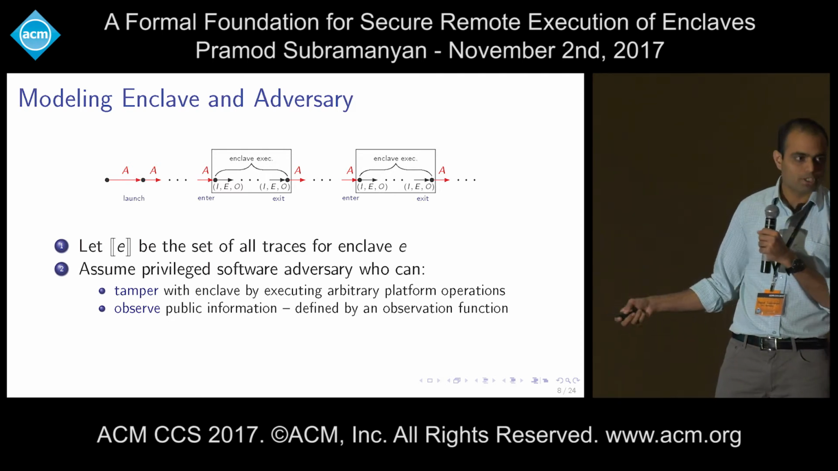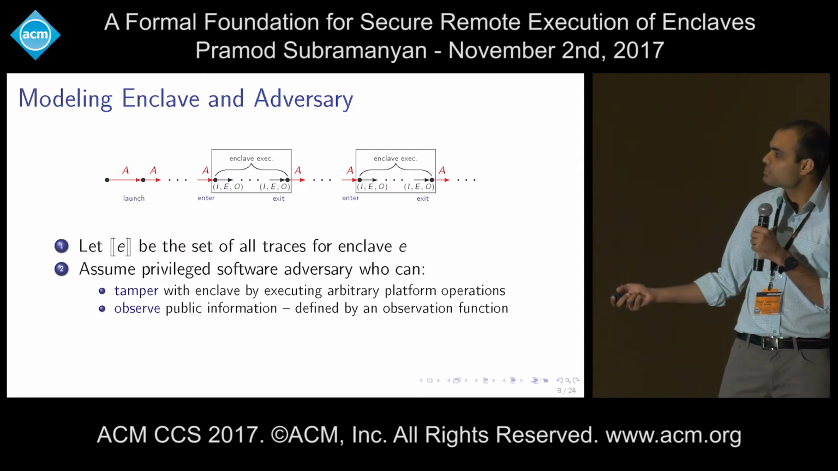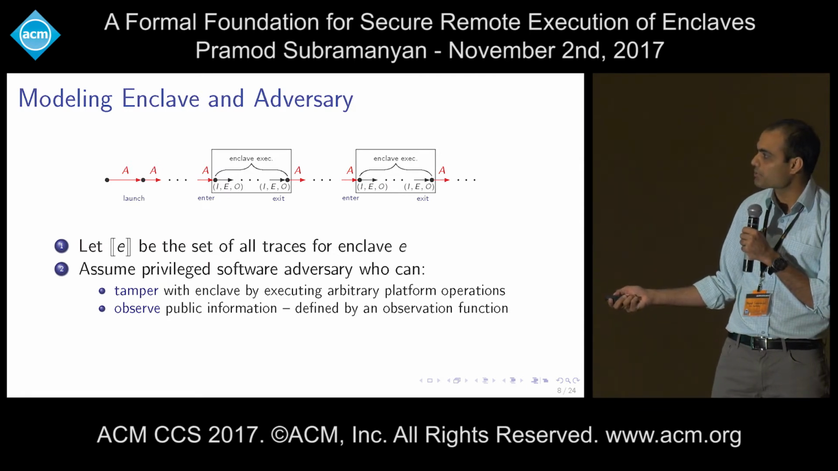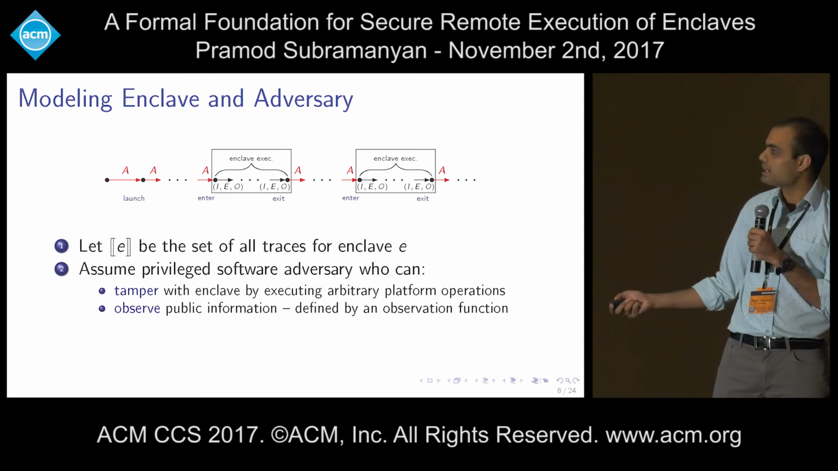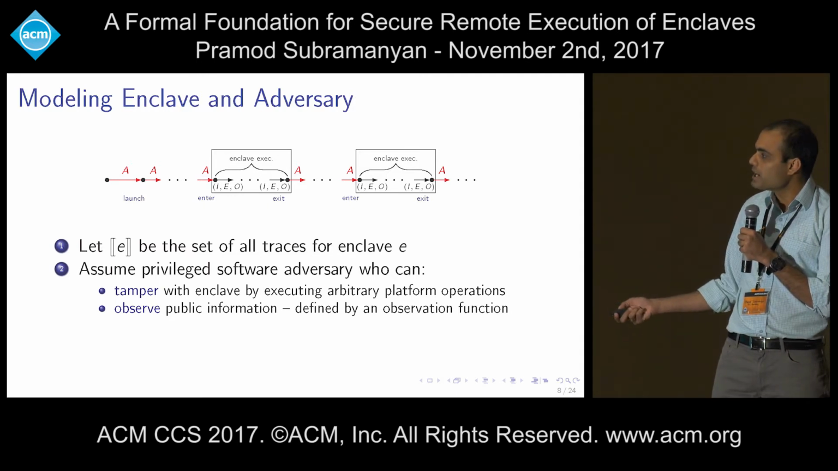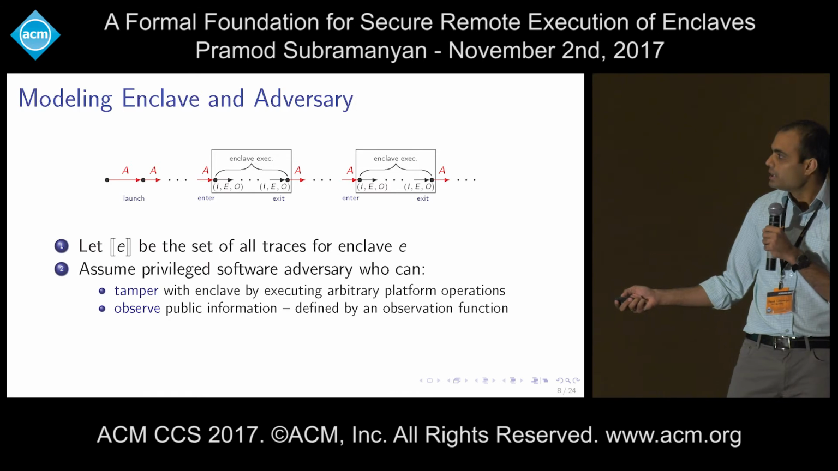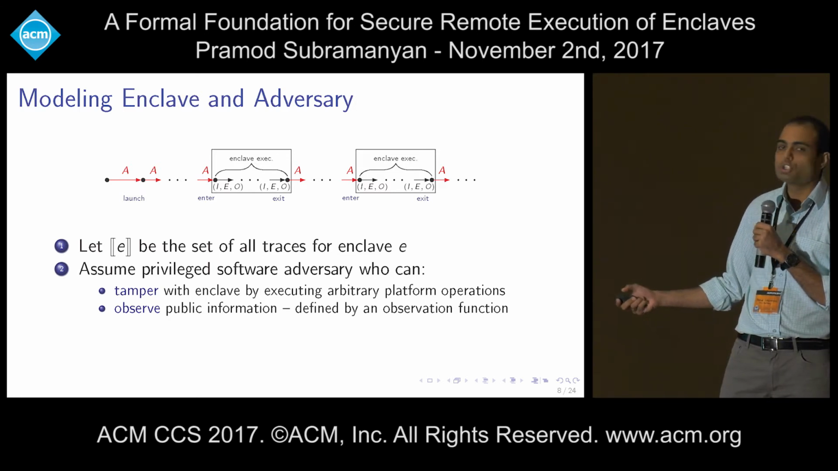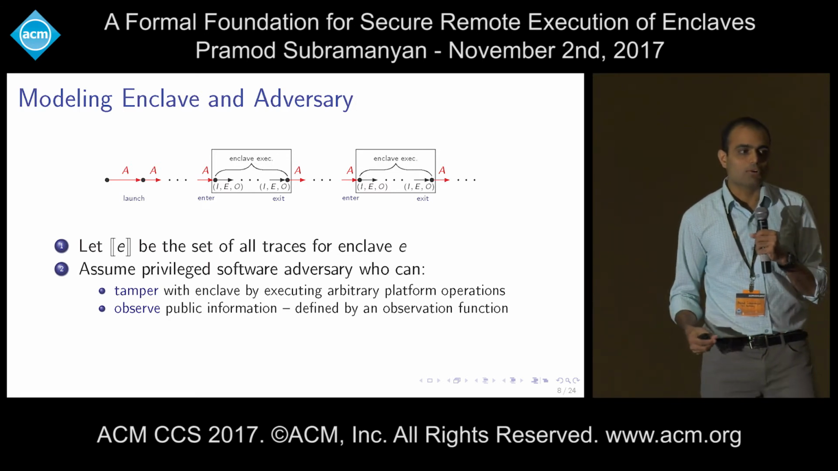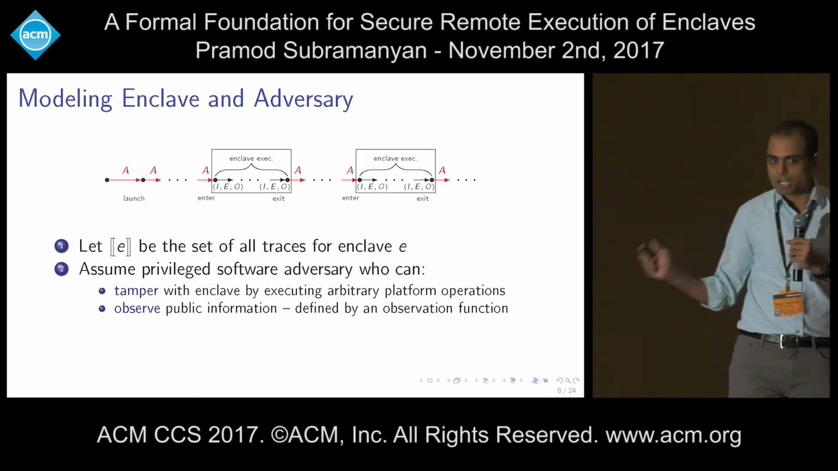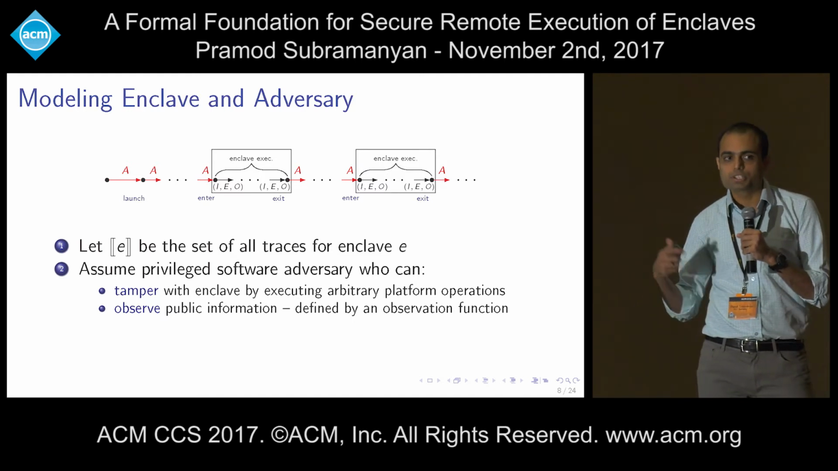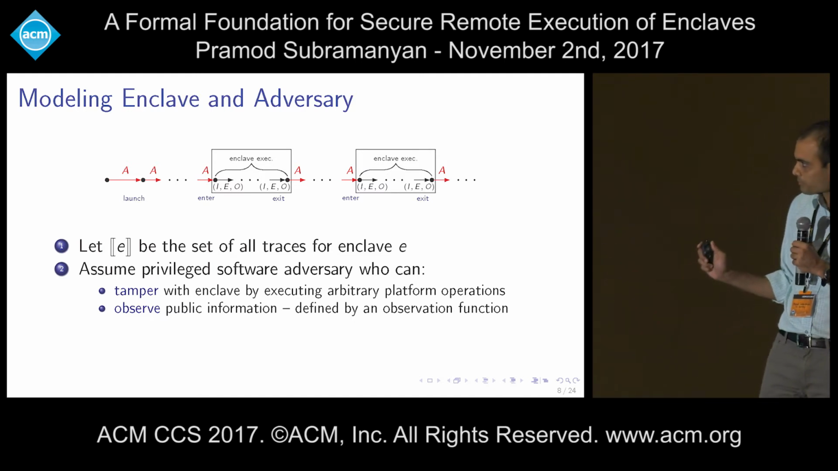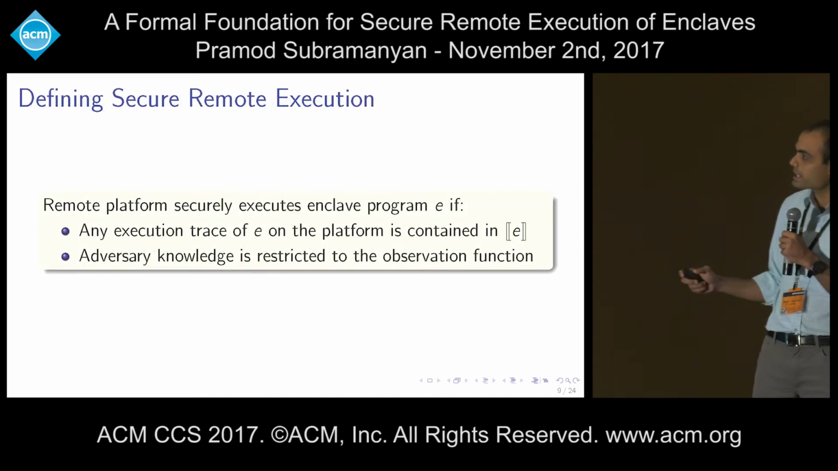One of them is tamper with the enclave's execution, which means the adversary can execute arbitrary platform operations and try to modify the state of the system in a way that interferes with the execution of the enclave. And the adversary can observe public information, which is defined by the observation function. It looks at the system state and tells you what part of the system state the adversary is allowed to see. And what we'd like to show is that the adversary only learns this and not anything more. But I'm jumping ahead.